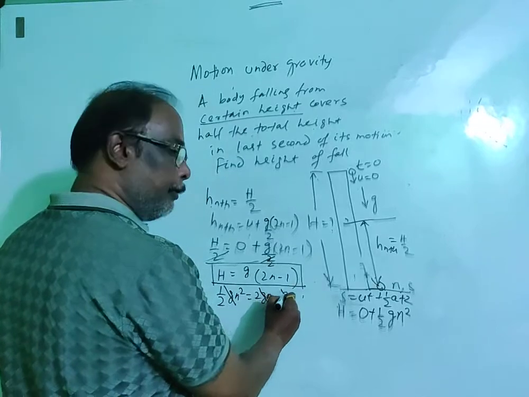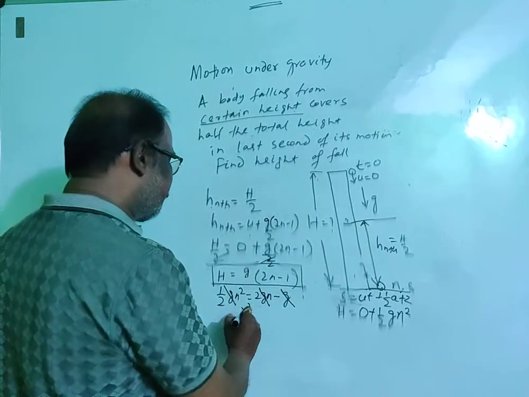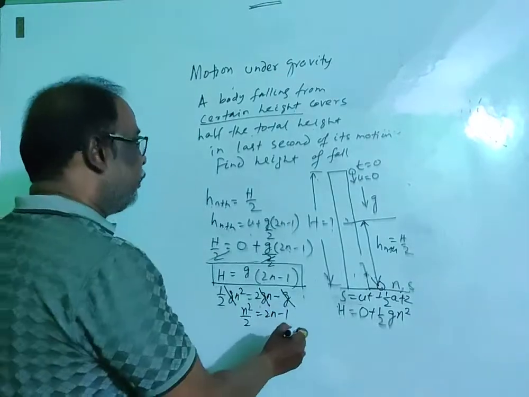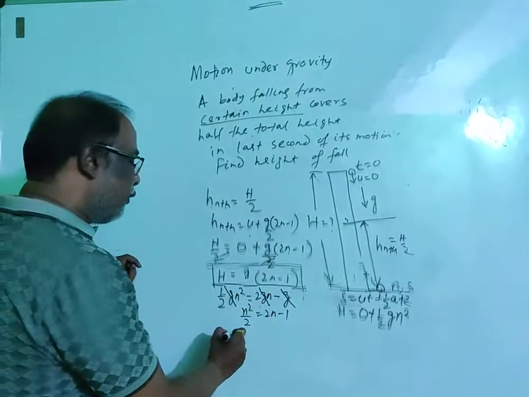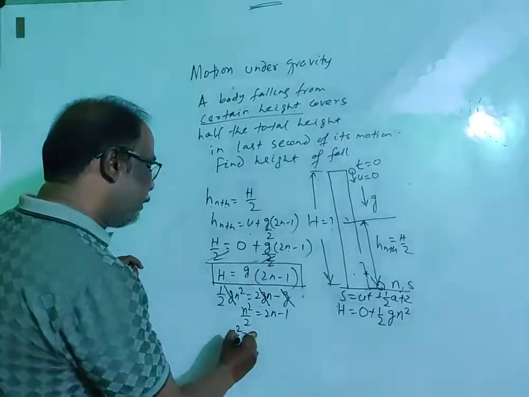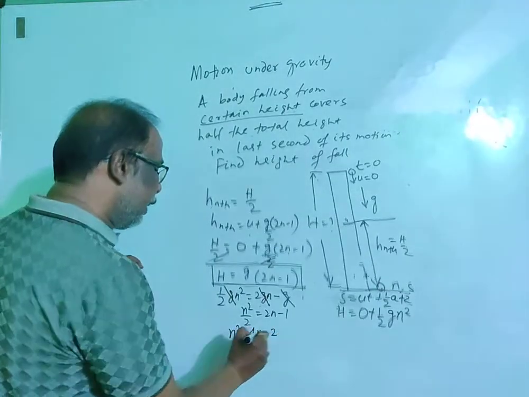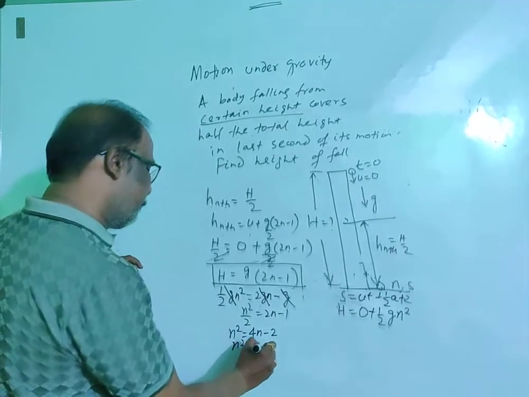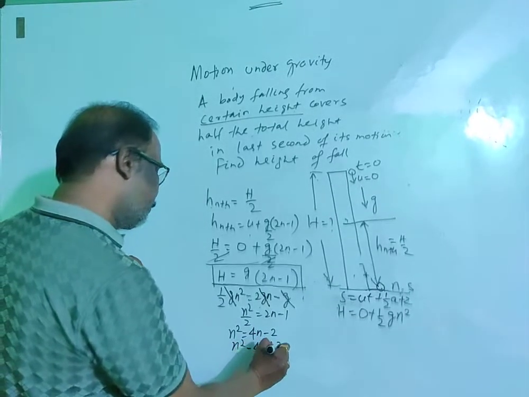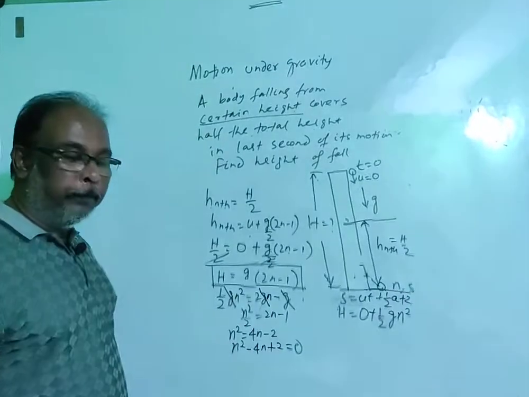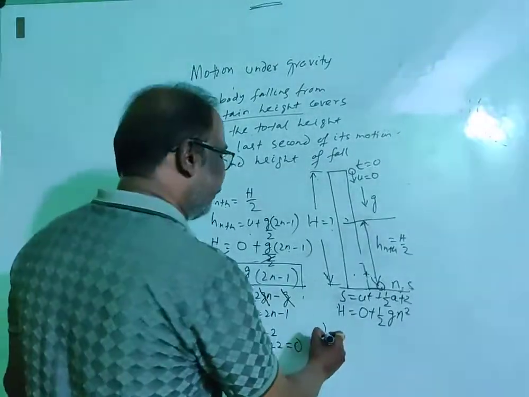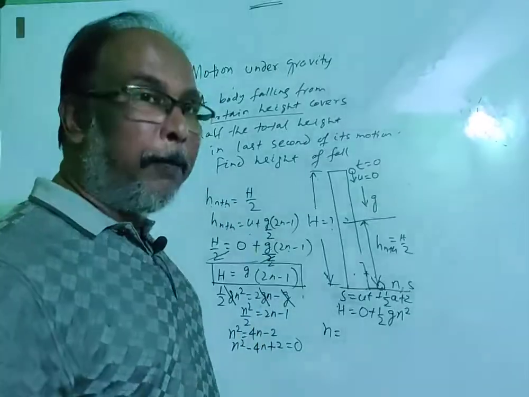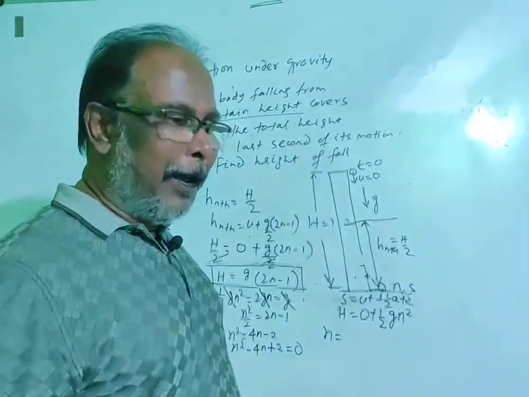g gets cancelled. n square by 2 is equal to 2n minus 1. So again you have to solve. n square is equal to 4n minus 2. So n square minus 4n plus 2 is equal to 0. Is it clear? Now solve for n. Quick. I will not solve.